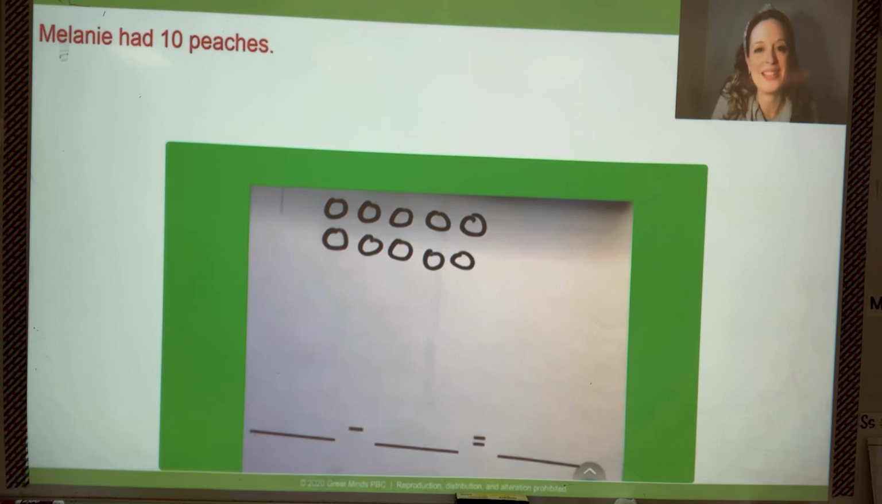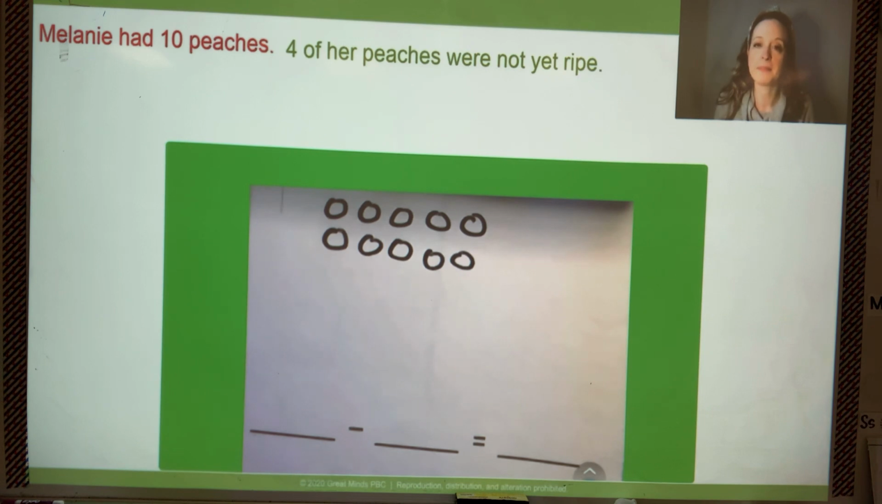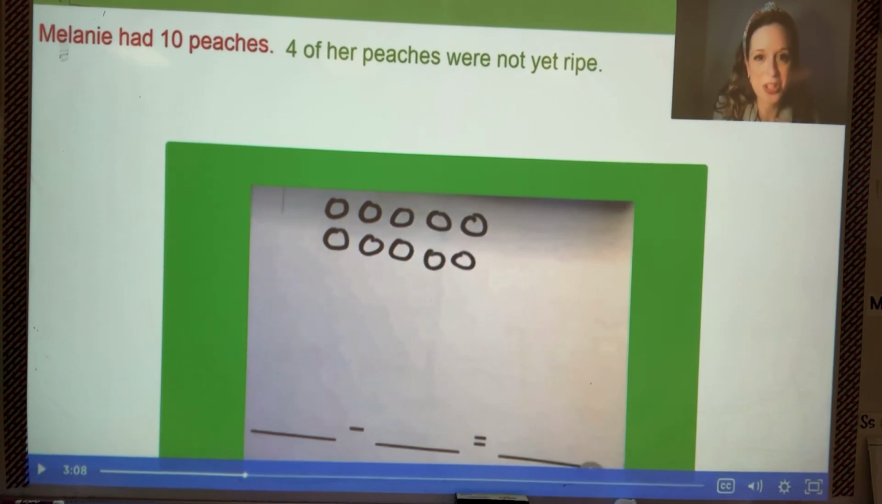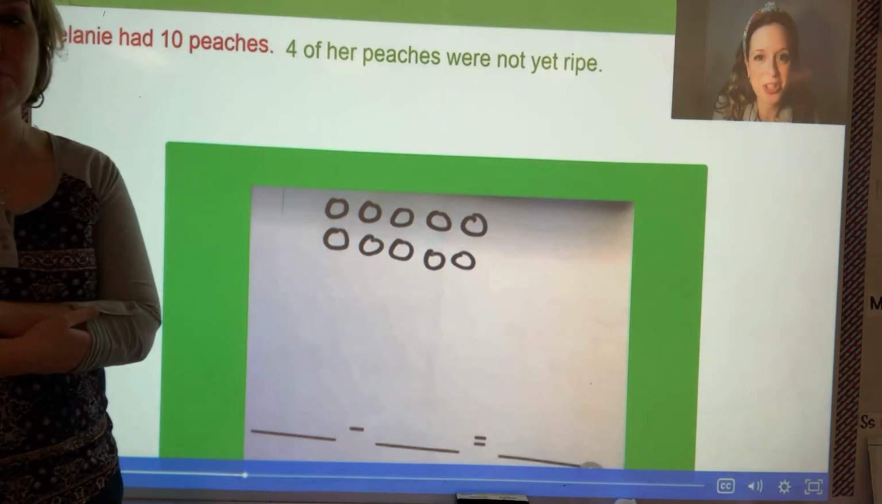Let's read the next chunk. 4 of her peaches were not yet ripe. Well, we learned that 4 of these 10 peaches are not ready to eat. But how could we show this? If you have an idea, lean in and whisper. So, how do we show that 4 of her peaches were not yet ripe? We know what ripe means from our listening and learning unit when we learned about farming and crops. Ripe means ready to pick. So, some are not quite ready to be picked. How are we going to show that?